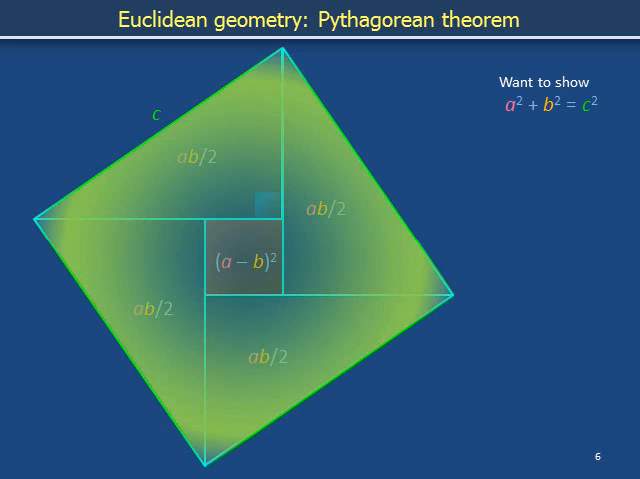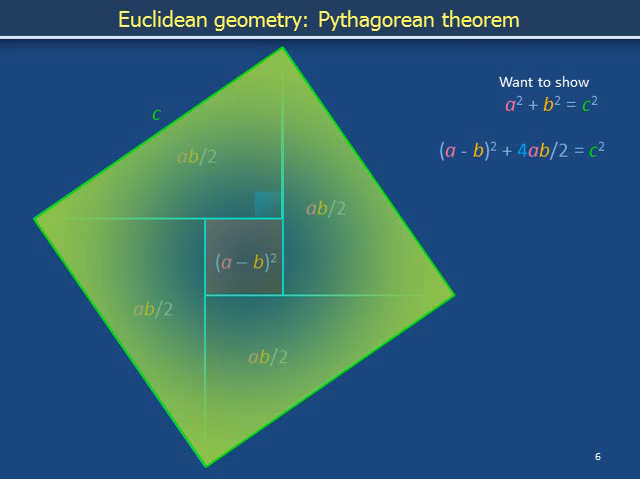Green highlighting indicates the combined area of the 4 blue triangles and the 1 purple square donut hole. Together, this is (A minus B) squared for the donut hole, plus 4 copies of AB over 2 for the triangles. Since this area is also the area of the green square with edge of length C, this sum is equal to C squared. Please pause the video and argue that the green shape must be a square.